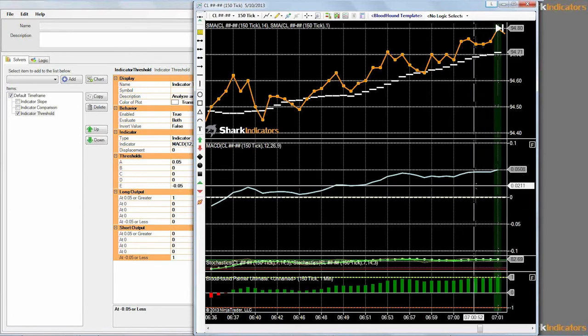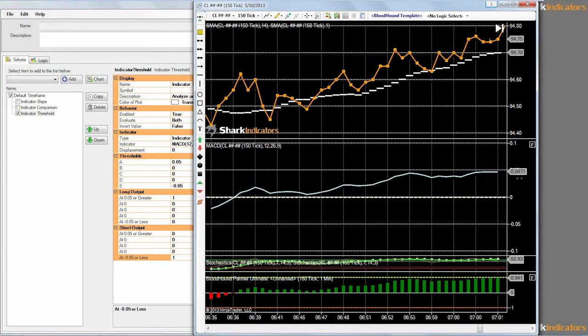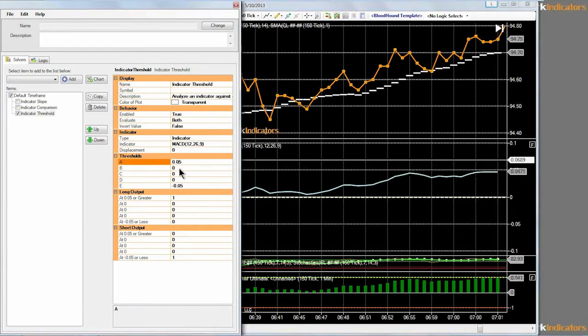And if we step backwards to the previous bar, 0.047 is just below our 0.05 requirement. And so we can see the threshold solver's confidence is 94%, or 0.94. So we're almost at the threshold, but not quite. So if we're measuring from the 0 line to 0.05, we're 94% of the way there.